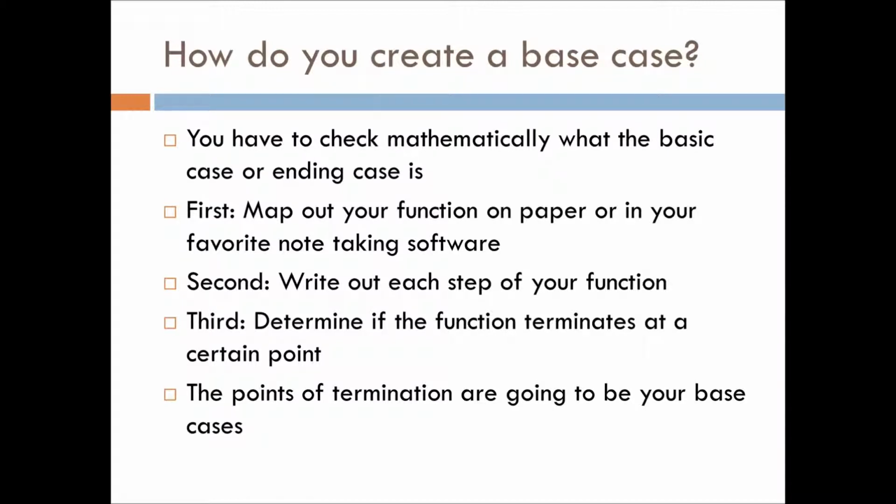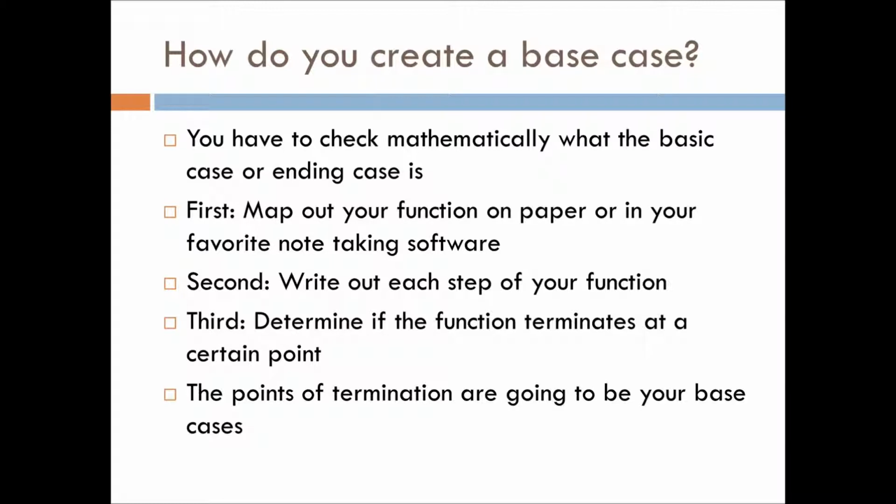First, map out your function on paper or in your favorite note-taking software. Second, write out each step of your function. For example, you have factorial of 4, write what that does, because it's going to be 4 times factorial of 3, then write the next step, which would be 3 times factorial 2, and keep on doing that. Third, after the end of this process, determine if the function terminates.